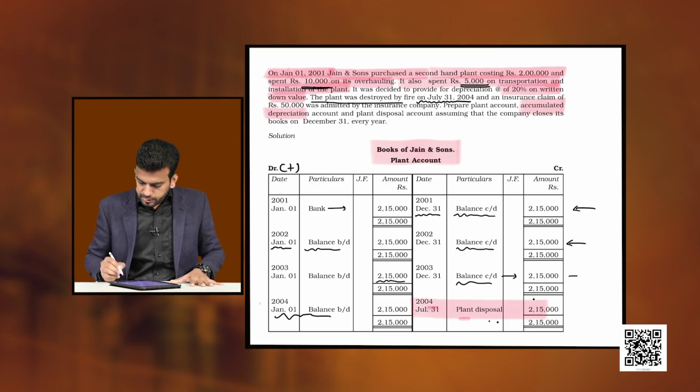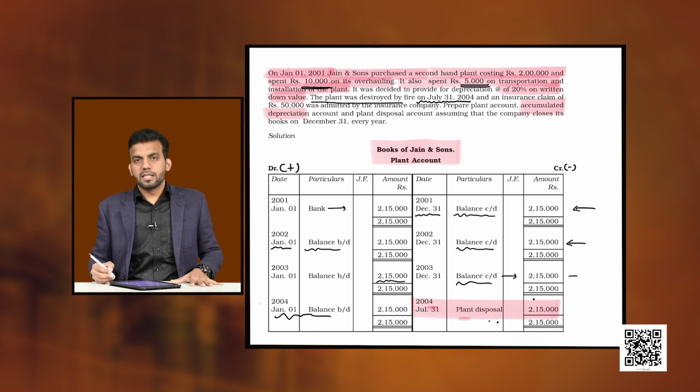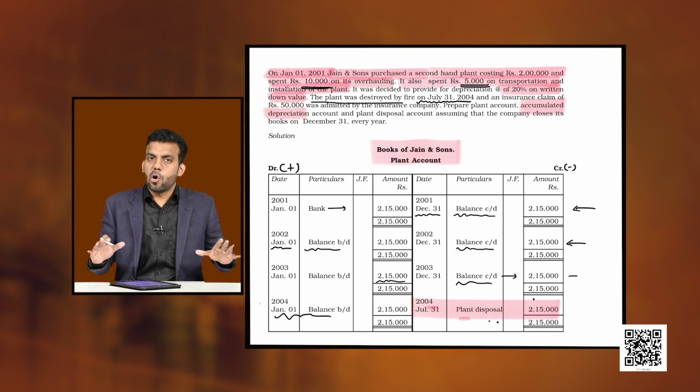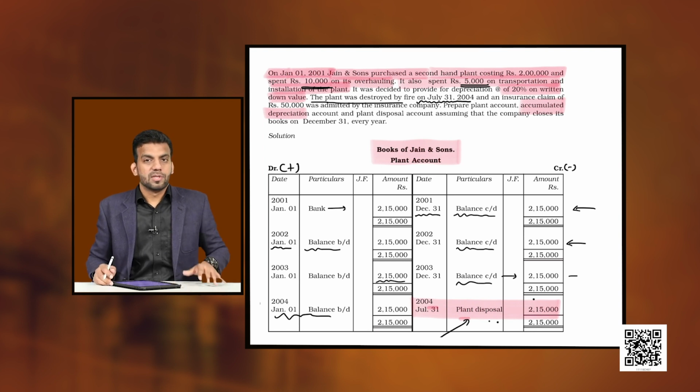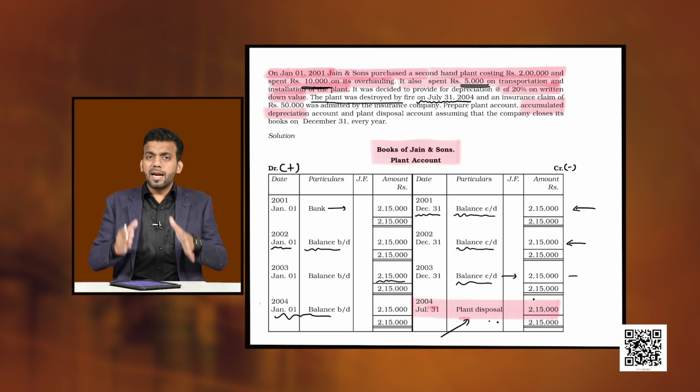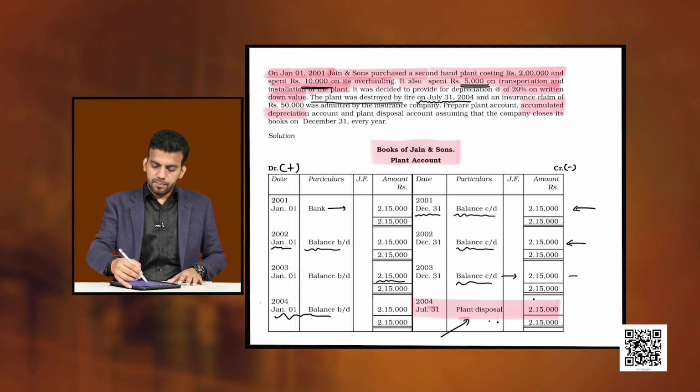The whole plant is 2,15,000. So on 31st July, see, on the credit side of plant, what we have written: plant disposal, 215,000 is gone. Where? To the plant disposal account. From the credit of plant to the debit of plant disposal, 215,000.